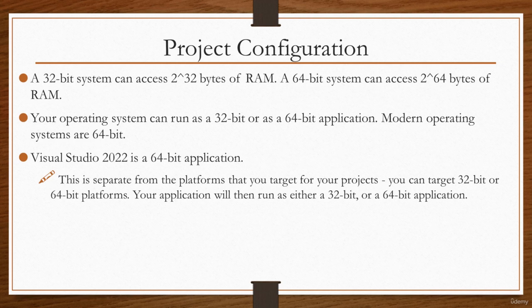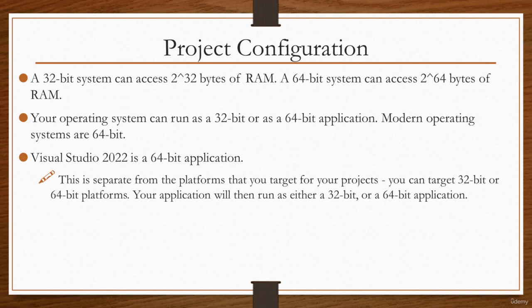Your operating system can run as a 32-bit or as a 64-bit application, but modern operating systems are 64-bit. Similarly, Visual Studio 2022 is a 64-bit application, so again it can have access to more RAM, and it is faster than a 32-bit application. And it's important to note that this is separate from the platforms that you target for your projects. So your operating system and your IDE, in this case Visual Studio, is different from your actual application.